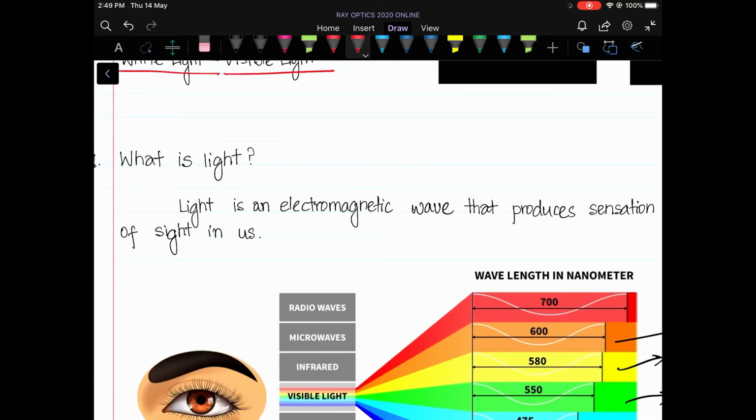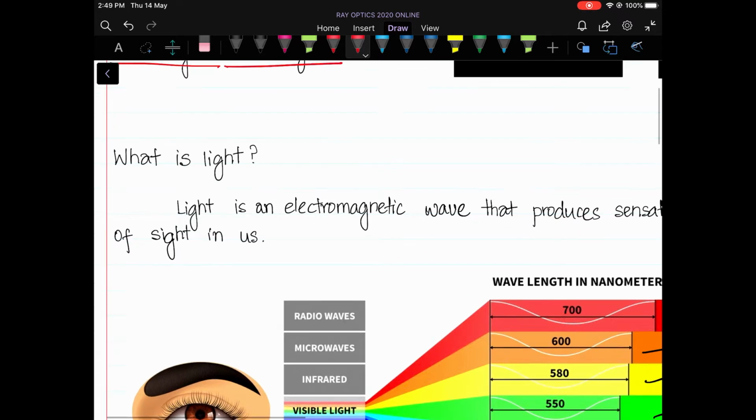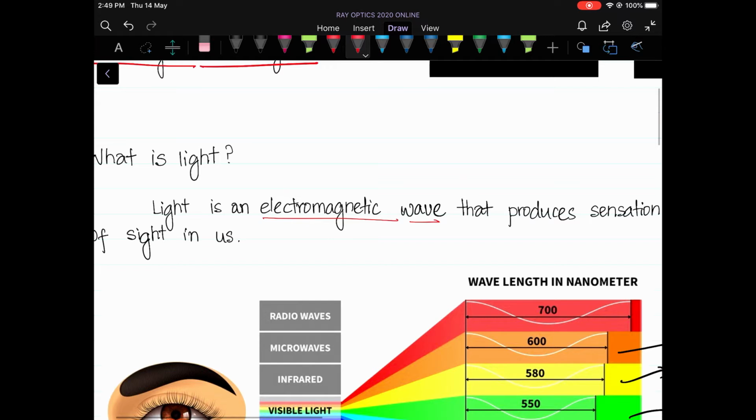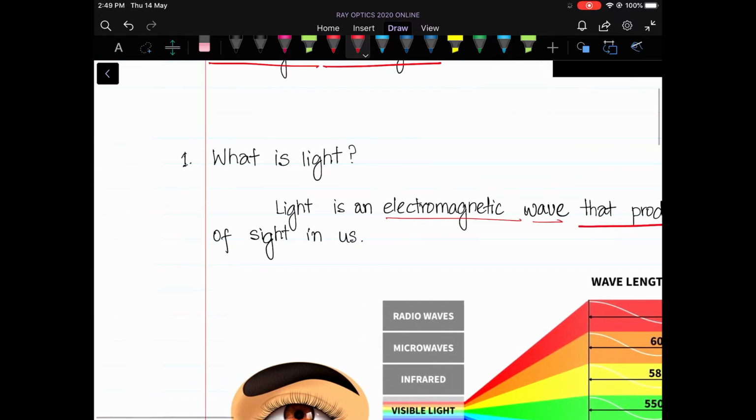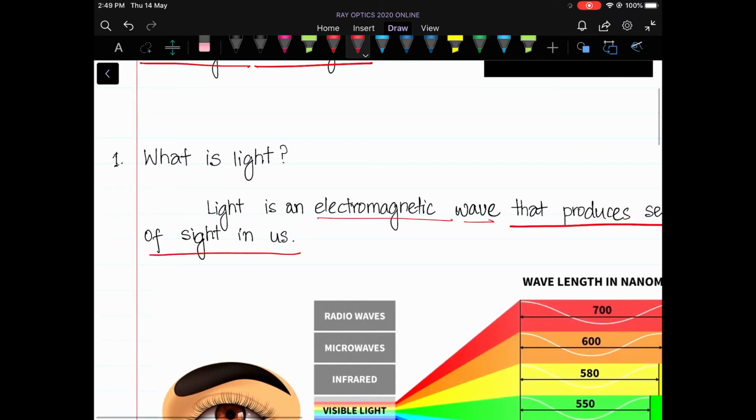The basic definition right now that we may use for light is that it is found to be an electromagnetic wave that produces the sensation of sight in us. What it basically means is that we humans can see objects, perceive objects in our environment with our eyes, and all of it is possible because of visible light.